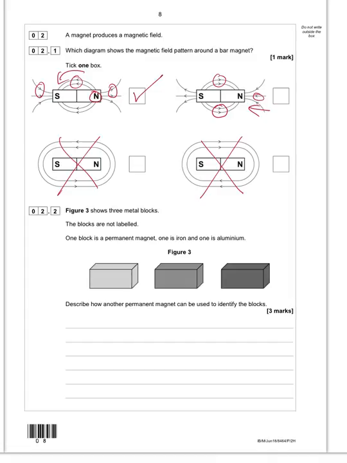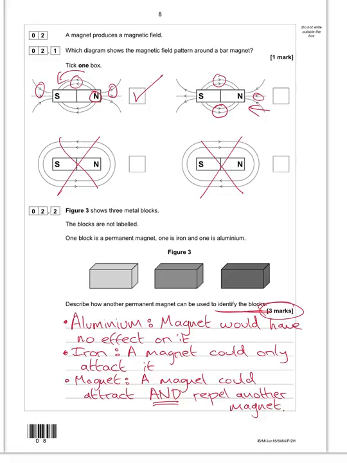Okay. Figure 3 shows 3 metal blocks. The blocks are not labelled. One block is a permanent magnet, one is iron, one is aluminium. Describe how another permanent magnet could be used to identify the blocks. Okay, so you need to identify all 3 blocks for 3 marks here. So what you want to do is write an answer for the 3 parts to this question.